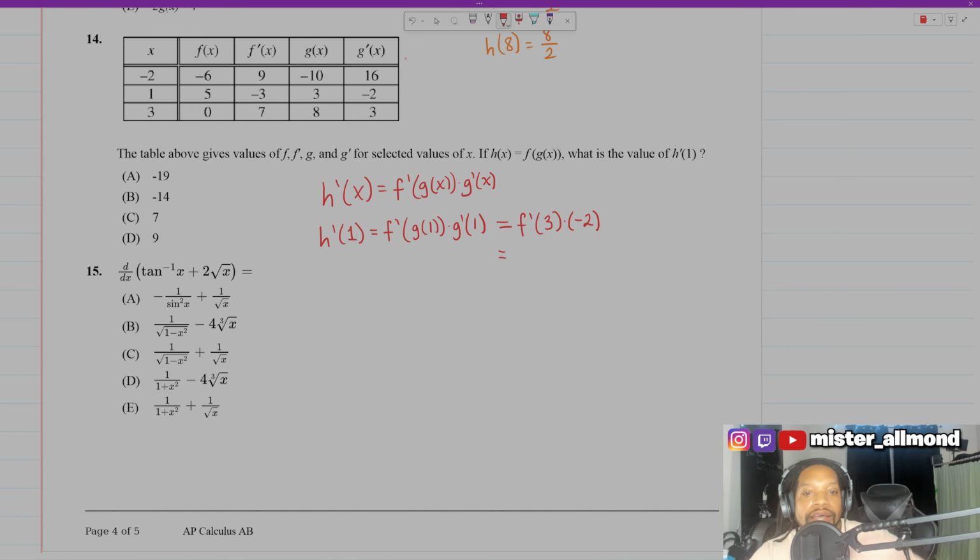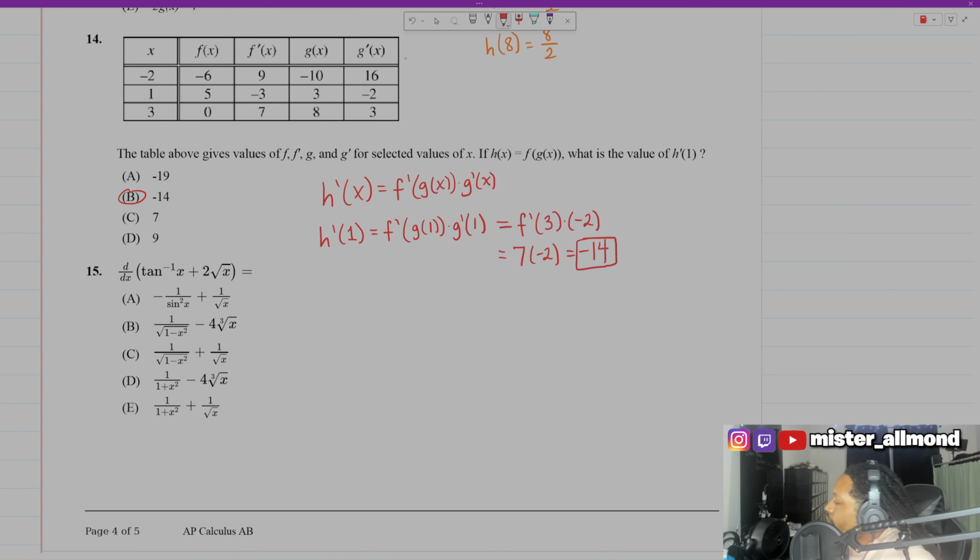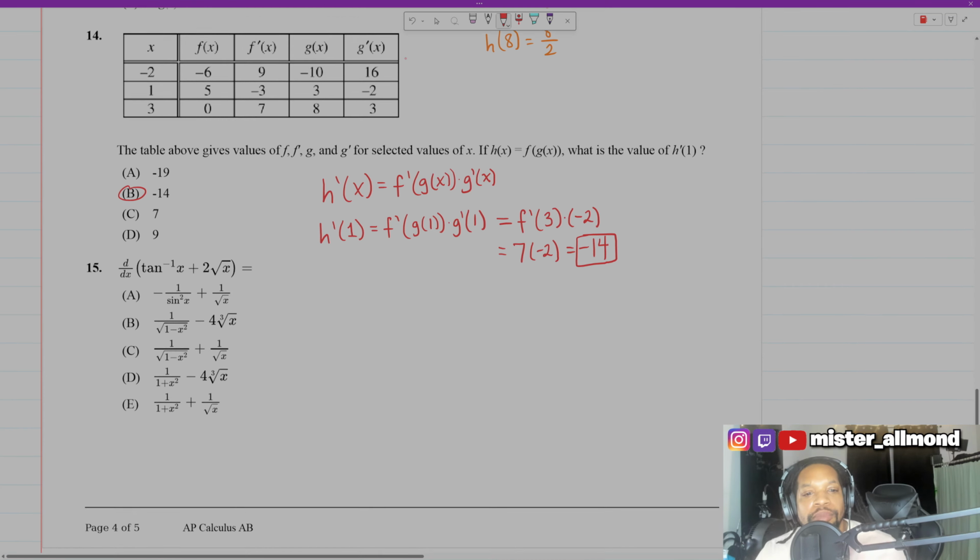So now the last thing I got to figure out is f prime of 3, which is 7, times -2. Is -14 an answer choice? It is. Let's go. Okay. Not too bad, not too bad. All right. I got what, 4 more?